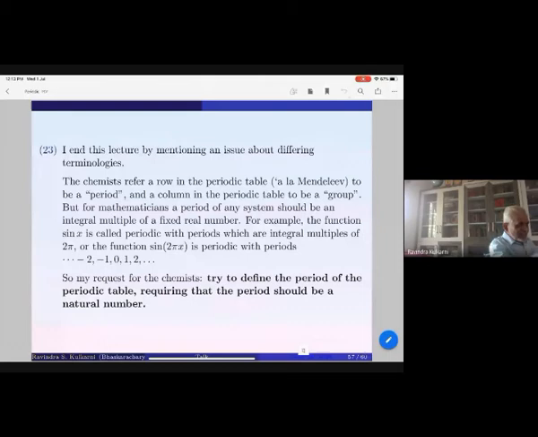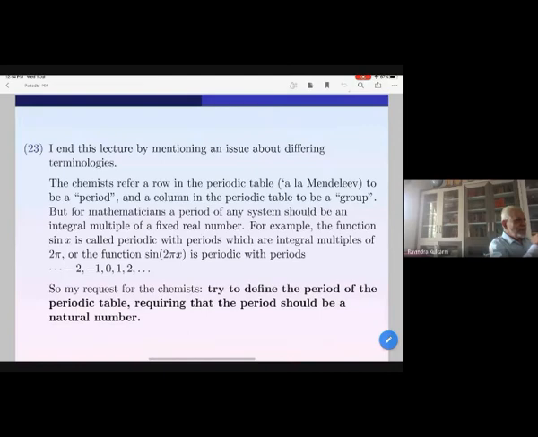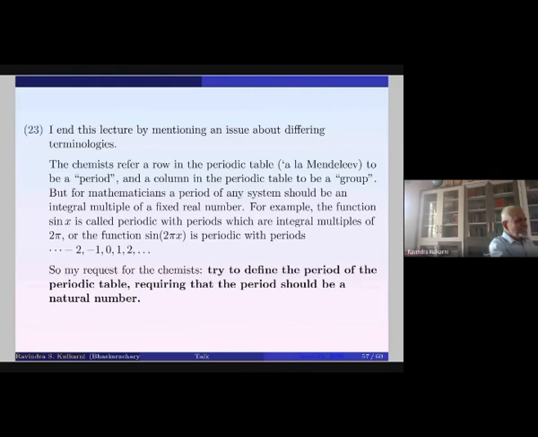For mathematicians, a period of any system should be an integral multiple of a fixed real number. For example, the function sin x is called periodic with periods which are integral multiples of 2 pi. Or the function sin 2 pi x is periodic with periods of the integers: minus 2, minus 1, 0, 1, 2, etc. So my request for the chemists: try to define the period of the periodic table, requiring that the period should be a natural number. Okay, so this is my request.